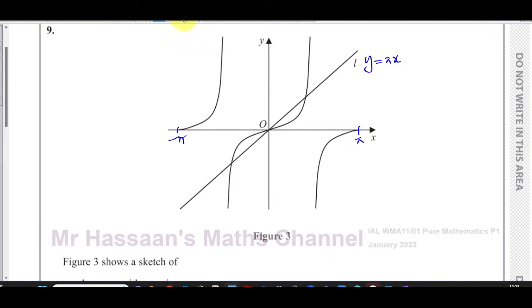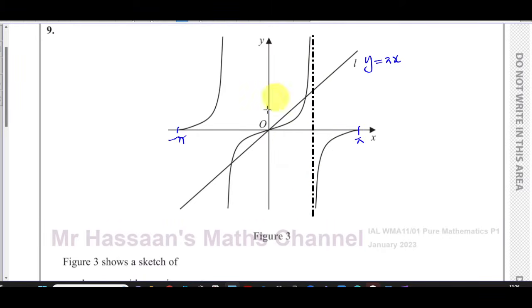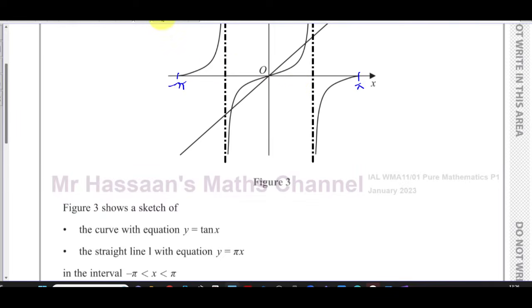As we know, at pi over 2, which is 90 degrees, there is an asymptote. So we can see there's going to be an asymptote in these places here. Those are the two asymptotes, which are the places where this curve, y equals tan of x, is undefined. That's pi over 2 and minus pi over 2 in this range.